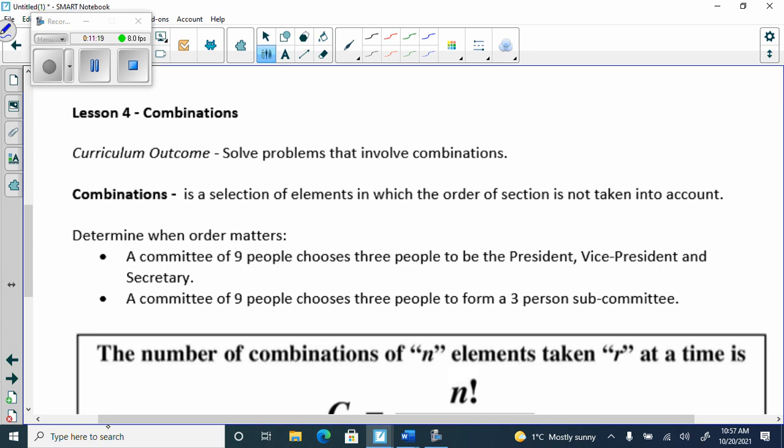Your reasoning actually makes you do the opposite, which is correct. So a committee of 9 people chooses 3 people to form a 3-person subcommittee. That's random. Your 3-person subcommittee is completely random, right? If you're picked first, second, or third for that subcommittee, is anything different in your life? Nope. So this is a combination.